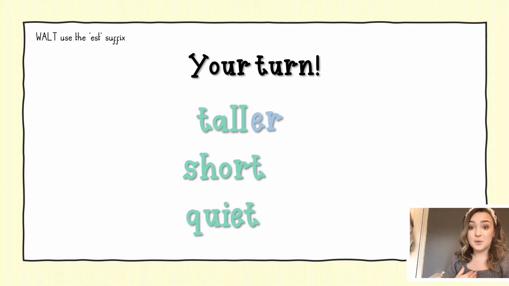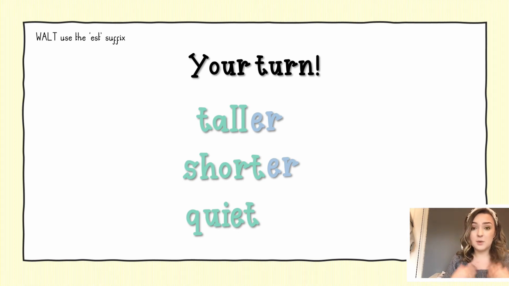The next word is short. So that's our root word, and what happens if we add -er to the end? Shorter. I am shorter than my sister. I've used the word short, I've added -er to say that I'm short, but I'm shorter than my sister.